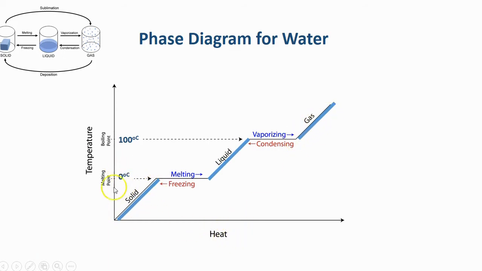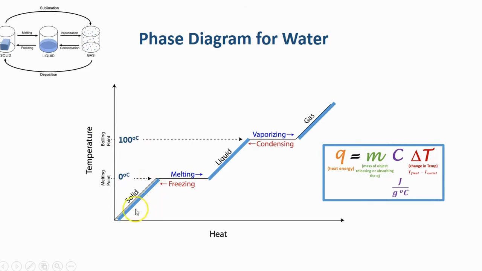We know that this is a diagram for water because water melts at 0 degrees Celsius, and then also water's boiling point is 100 degrees Celsius. So what happens during these diagonal portions? Because we have a change in temperature, we can calculate the amount of heat that's being applied and the amount of kinetic energy that is increasing. And we talked about this already. This is our specific heat formula that we need to use, where we have Q equals mc delta T.